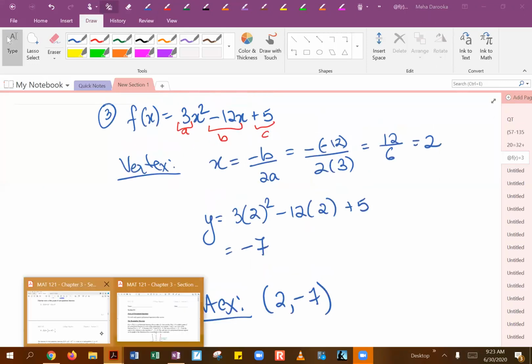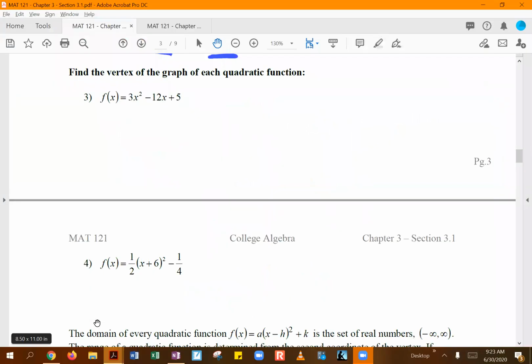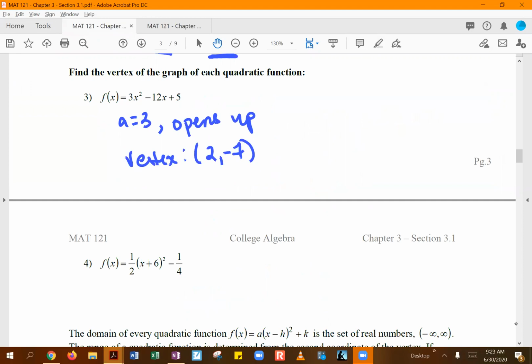And all of these things really help us out when we are looking for what the graphs of these functions will look like. So like you saw, a is 3, which is a positive number. So that's telling us our parabola is opening up. And then our vertex of (2, -7) is going to be the lowest point on our graph.